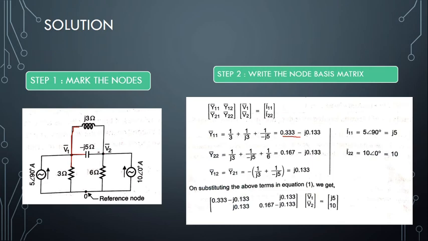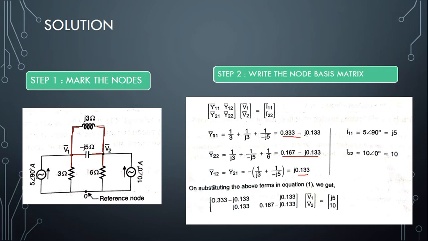And what about Y22? This is meeting here, this is meeting here, and this is meeting here. So it is 1 by J3 plus 1 by minus J5 plus 1 by 6. That is Y22. And which one is common to both? Common to V1 and V2 are two elements: one is 1 by J3 and the other is 1 by minus J5. Common elements are represented with a minus sign, so it is minus of these two elements. We get this to be Y12. And what about the two current sources?